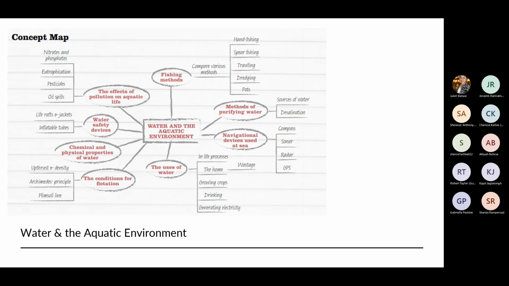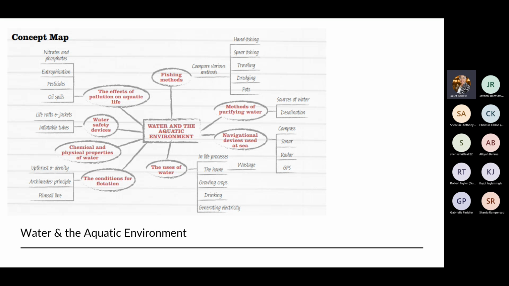All right. So water and the aquatic environment. Now, first to begin, you have to know the uses of water. Remember, water is 70% of your body and about 70% of the earth. So the main use is for survival. You need it for your homes in terms of cleaning. You need it to grow crops. You need it to generate electricity. You also have to know ways to conserve it, to prevent wastage of water, which would simply be turning off taps, making sure there are no leaks in the pipes, and having water tanks installed.